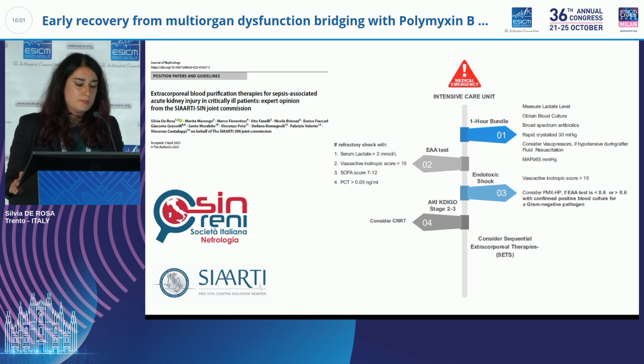So after the first hour bundle, in a time frame that should be not too long, not too short, around 6 hours, they should perform the endotoxin activity test. And they have to consider that if the test is 0.6 or over, or there is a confirmed positive blood culture for a gram-negative pathogen, they should start this kind of treatment, and they should also assess renal function.